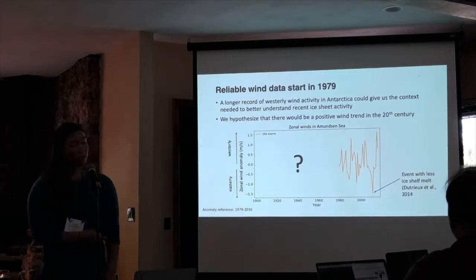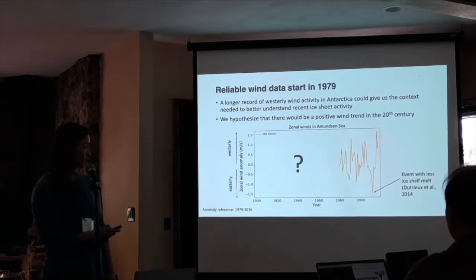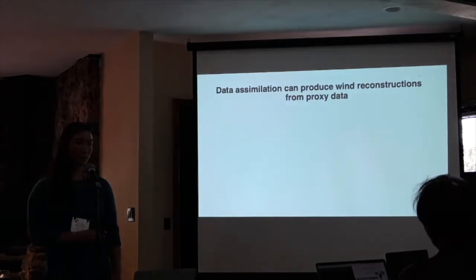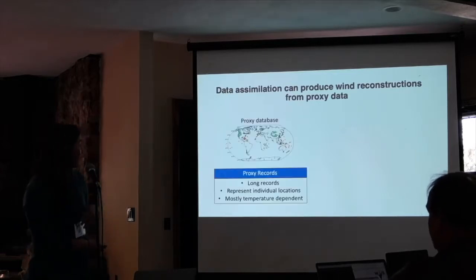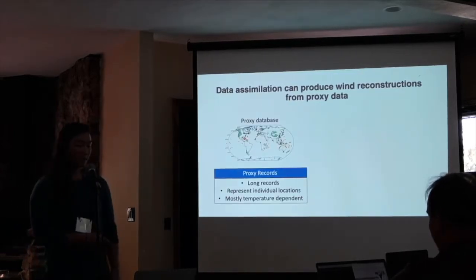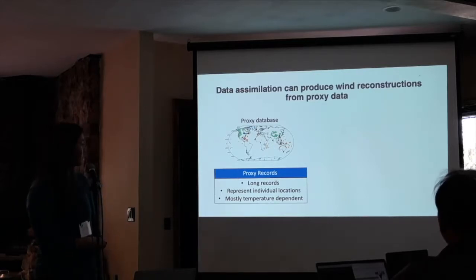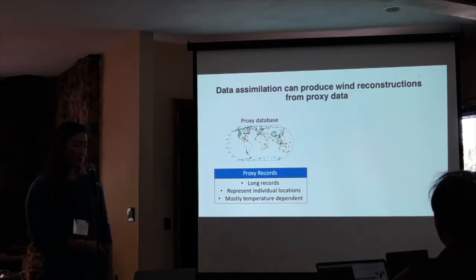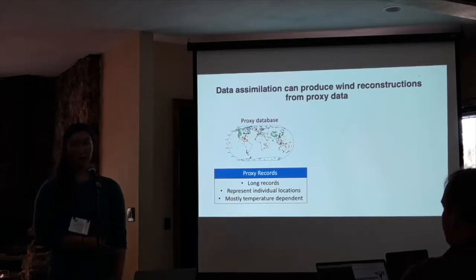So a longer record of westerly wind activity around Antarctica could be really useful in answering questions like this. So I propose that we can use data assimilation to produce longer records of wind reconstructions using proxy data. So we can use the proxy database in data assimilation. And these are great because they are longer than the instrumental record, though they do represent individual locations. They're pretty sparsely distributed, and they're mostly temperature-dependent proxies, so it's not immediately obvious how to get to winds from these records.